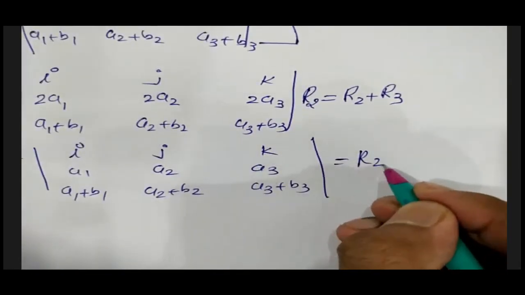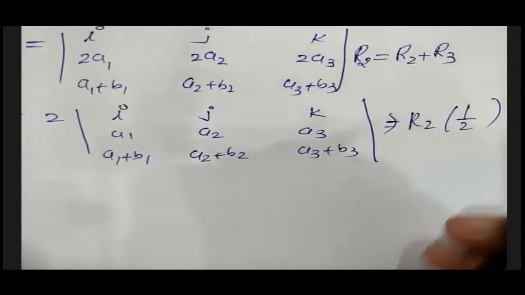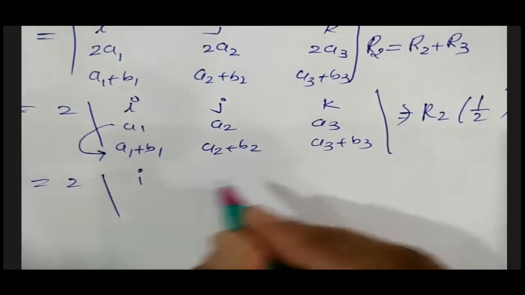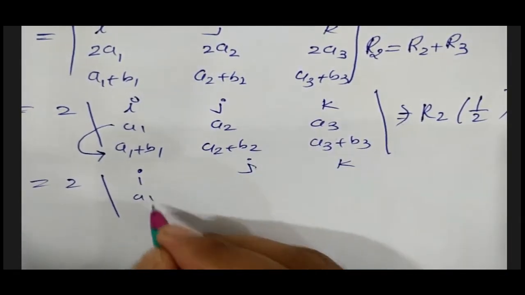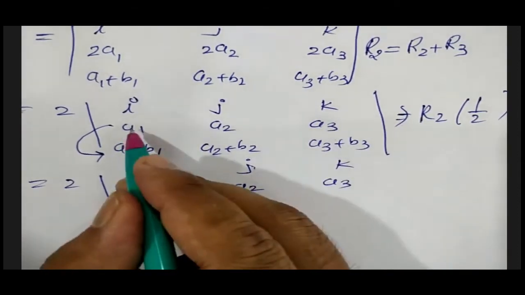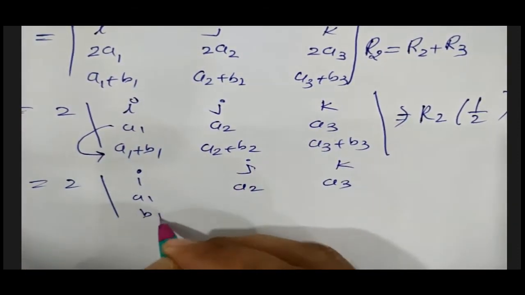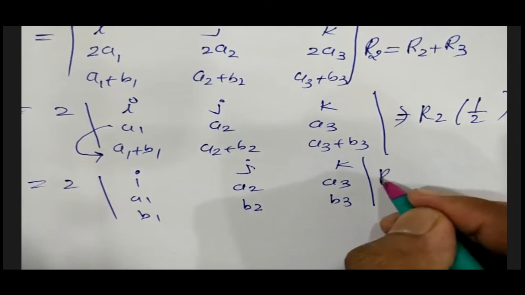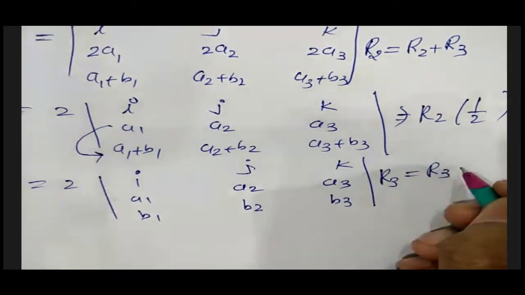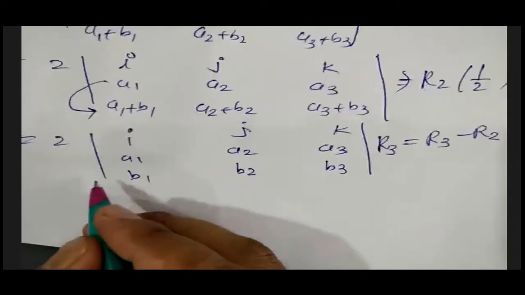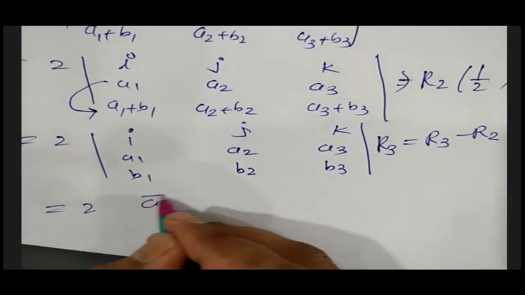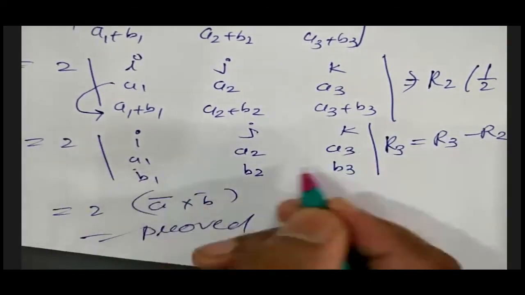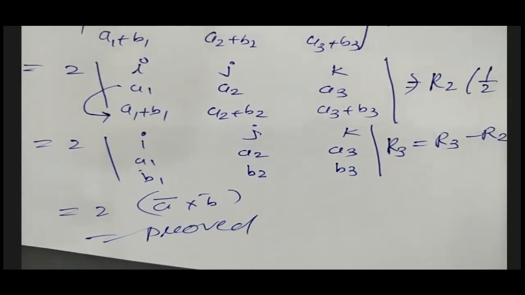From the second row, we take 2 as common. After that, let's subtract the second row from the third: row 3 minus row 2. So with i, j, k, a1, a2, a3, subtracting a1 leaves b1, subtracting a2 leaves b2, subtracting a3 leaves b3. So we have 2 times a bar cross b bar. Hence proved. Anyone having doubt?